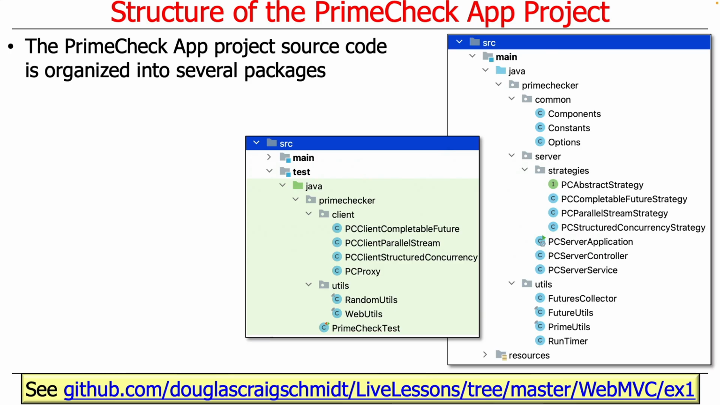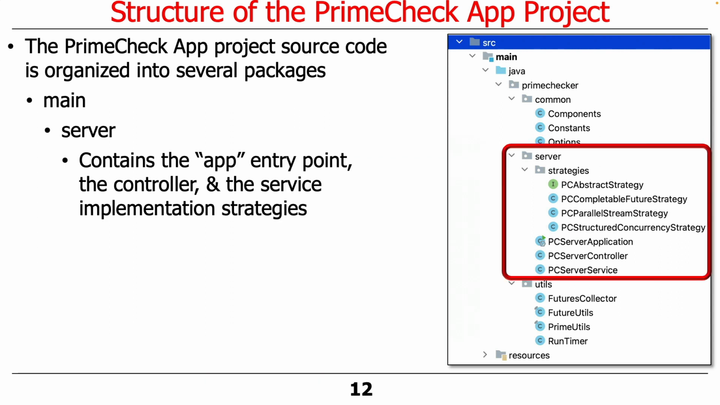So what's the structure of this project? We've got a client package and a server-side package. The server-side package has a server folder, which contains the app entry point, which is PC server application, and PC server controller, and PC server service. Probably could have just called them PC controller and PC service, a little verbose, but I wanted to be consistent with client and server here to make it clear.